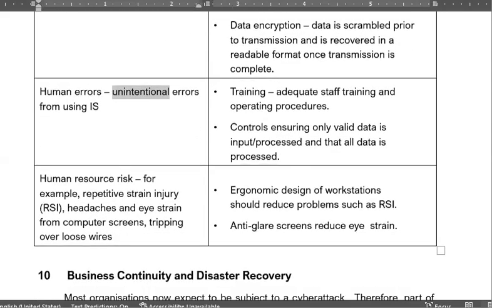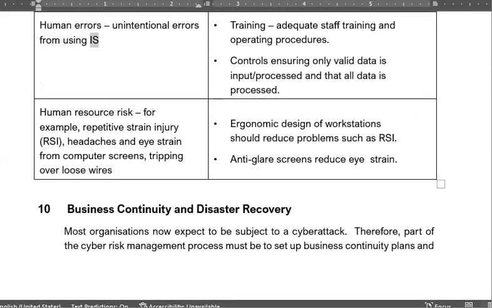Human errors: unintentional errors from using IS. Training: adequate staff training and operating procedures.